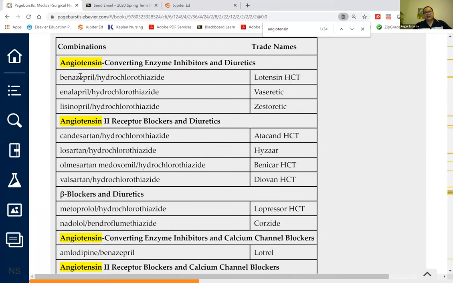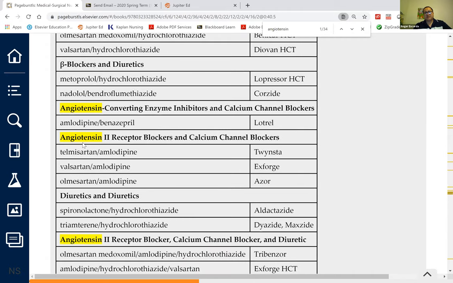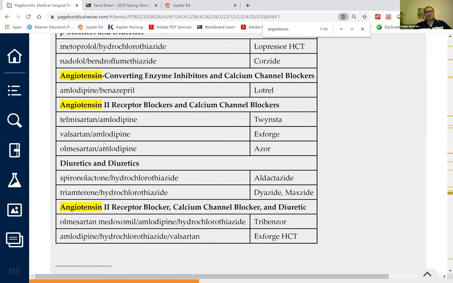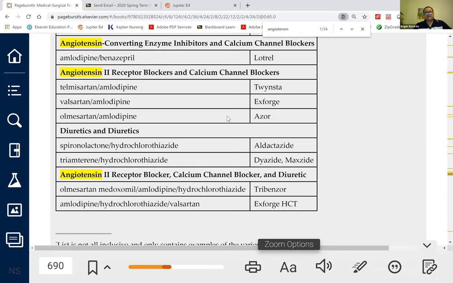You should know the names already. Look, ACE inhibitors always end in prils, right? And thiazide diuretics obviously end in sides, and ARBs end in artans. Calcium channel blockers, well, the ones used for hypertension at least, end in dipines, okay? So dipines: amlodipine, nicardipine, nimodipine. Because the two calcium channel blockers used for dysrhythmias are not used for hypertension. Only the dipines are used for hypertension.